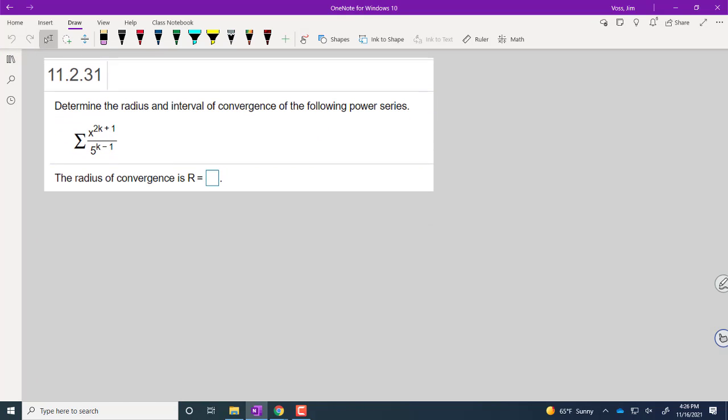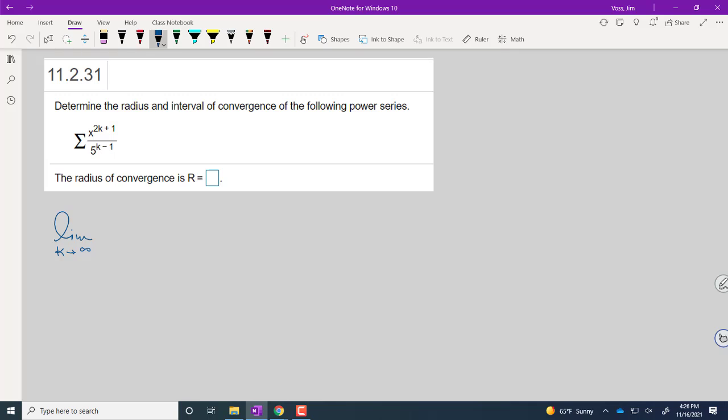Okay, here's a more traditional one. Determine the radius and interval of convergence for this power series. Now, we wouldn't want to use the root test here. The only time we use the root test for a power series is if you really do have that perfect setup where there's a k power. So definitely want to use the ratio test here.